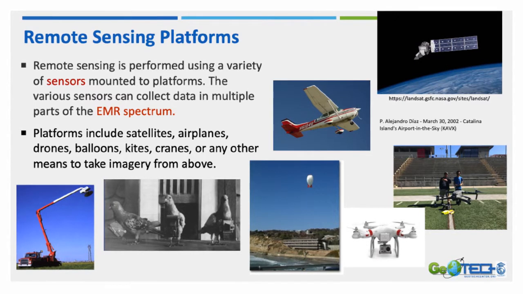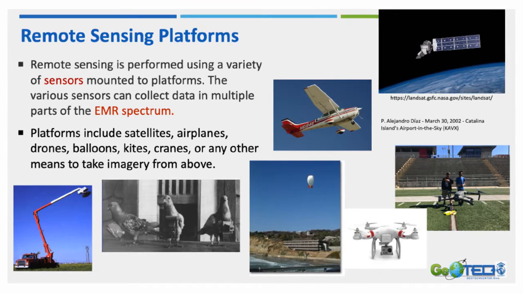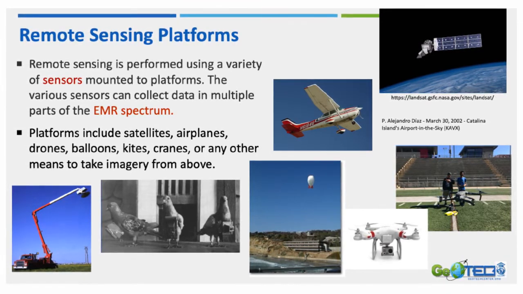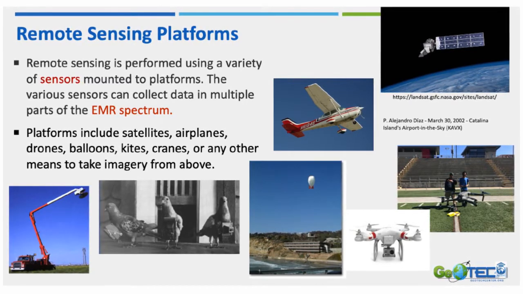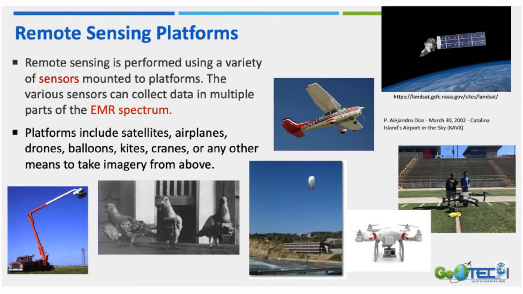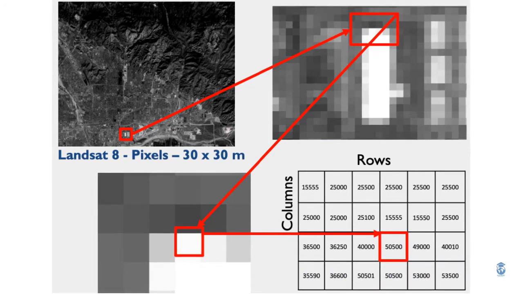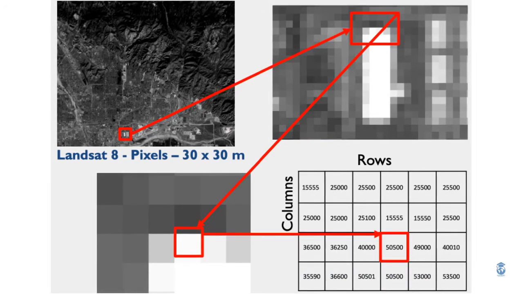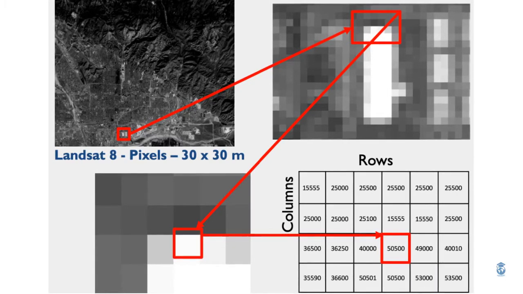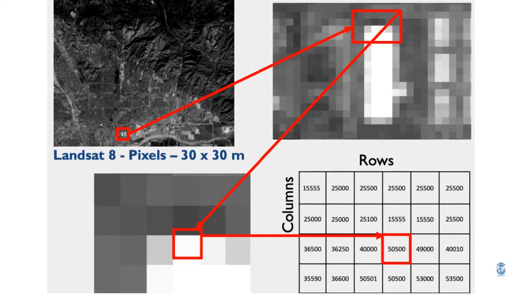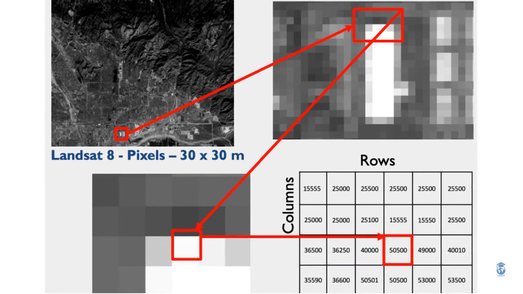Remote sensing is performed using a variety of sensors mounted to platforms. The various sensors can collect data in multiple parts of the electromagnetic spectrum. Platforms include satellites, airplanes, drones, balloons, kites, cranes, birds, or any other means to take imagery from above. Historically, remote sensing relied on film to capture imagery from below. Modern remote sensing sensors, however, collect digital data on the surface of what's called a charged coupled device. CCDs collect pixel information, which are columns and rows of picture elements.